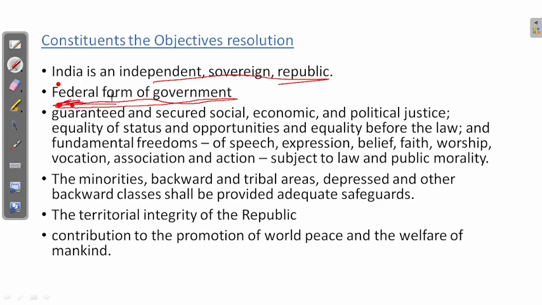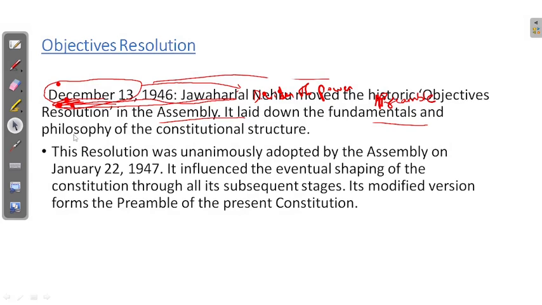What is a federal form? See, this type of government is the one that divides the powers of government between the national government and state governments. Next, it guaranteed and secured social, economic and political justice, equality of status and opportunities, and equality before law, fundamental freedoms of speech, expression, belief, faith, worship. See, all these are included in the present day preamble of our constitution. That is why this objectives resolution is called the modified version that forms the preamble of our present day constitution.